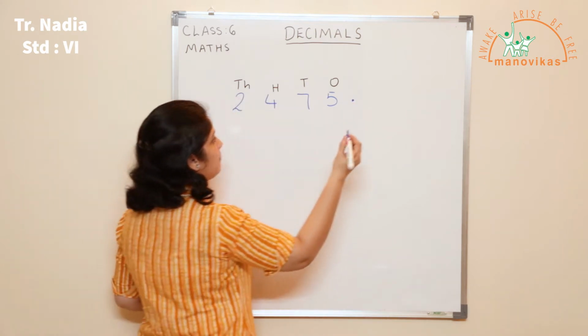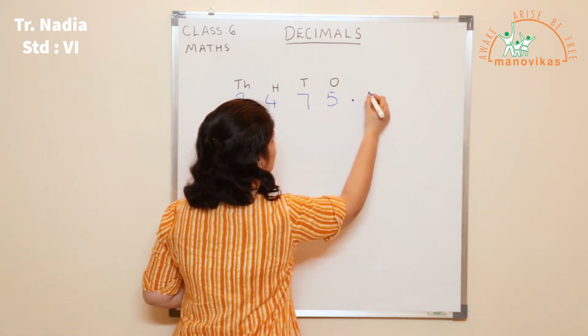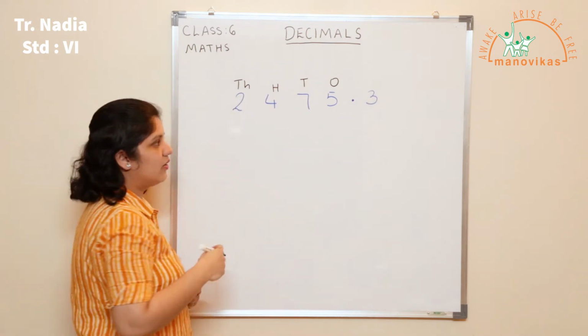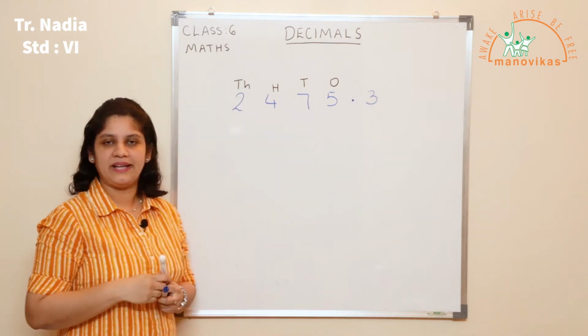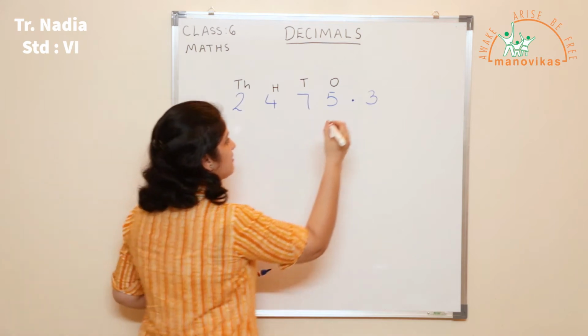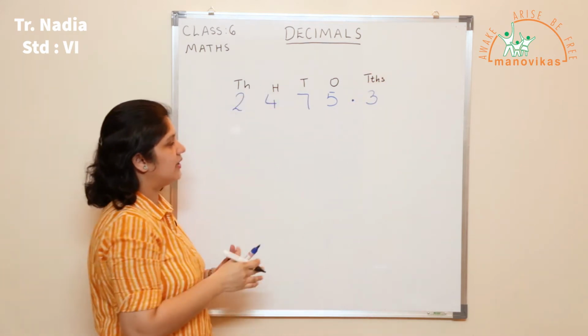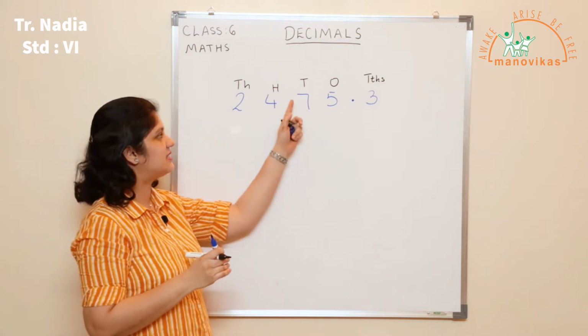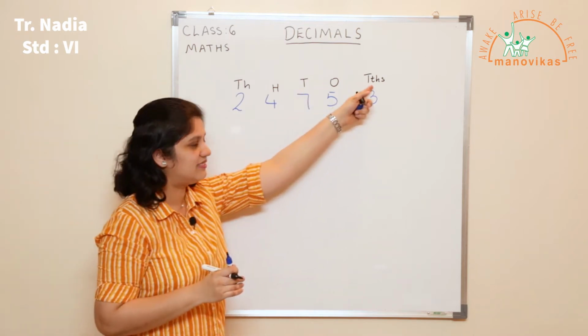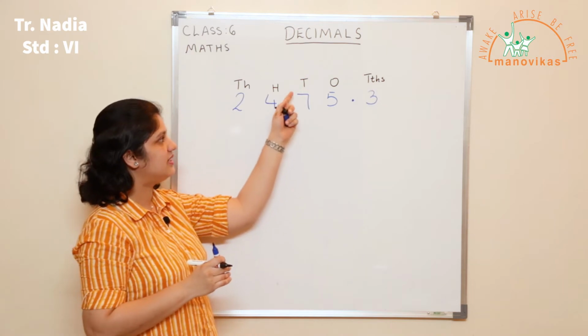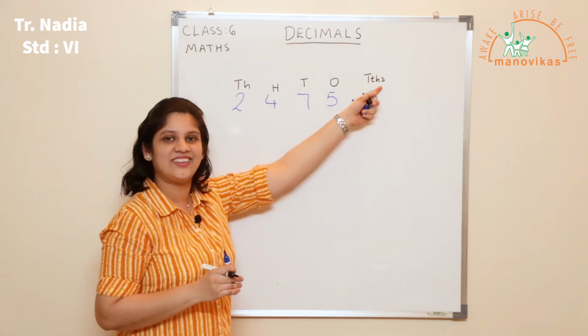Okay, now supposing I put a digit here, say the digit 3. Alright, what would be its place value? The place value of this digit would be tenths. Understood? Now please don't confuse the tens and the tenths. These are two different things. These are tens, but these are tenths.